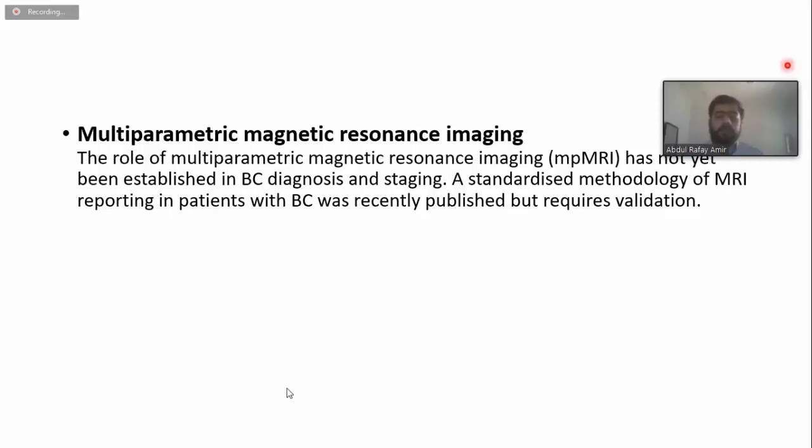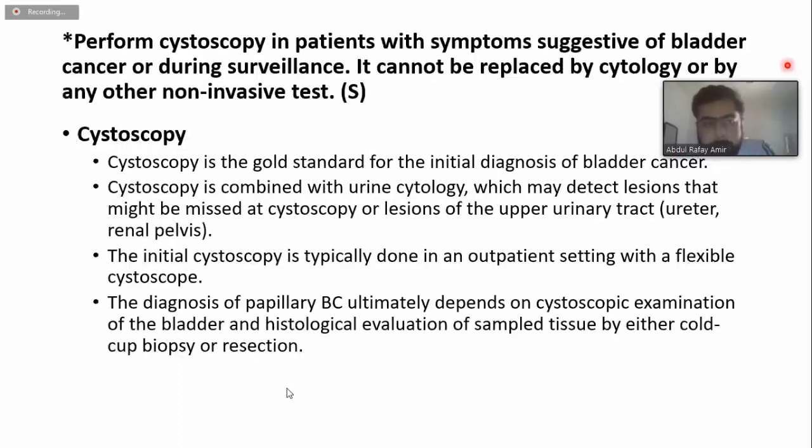The role of multiparametric MRI has not been established in the diagnosis of bladder cancers and staging. A standardized methodology for reporting in patients with bladder cancer was recently published and it requires further validation.